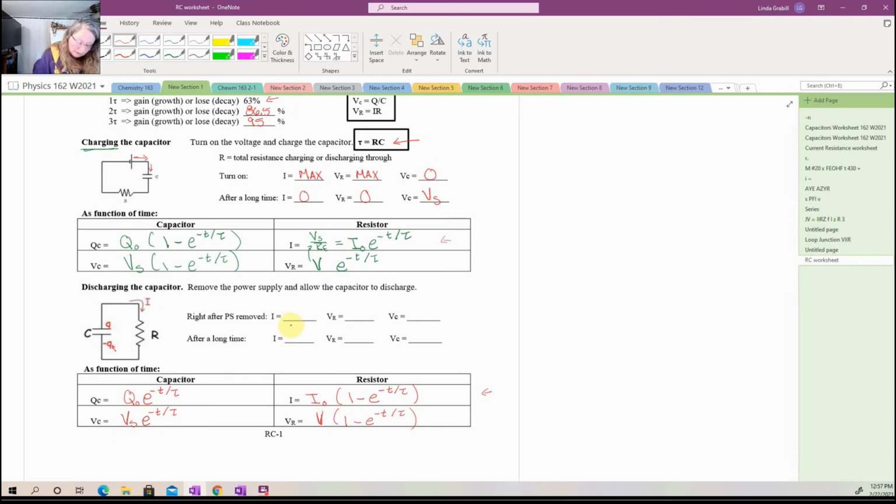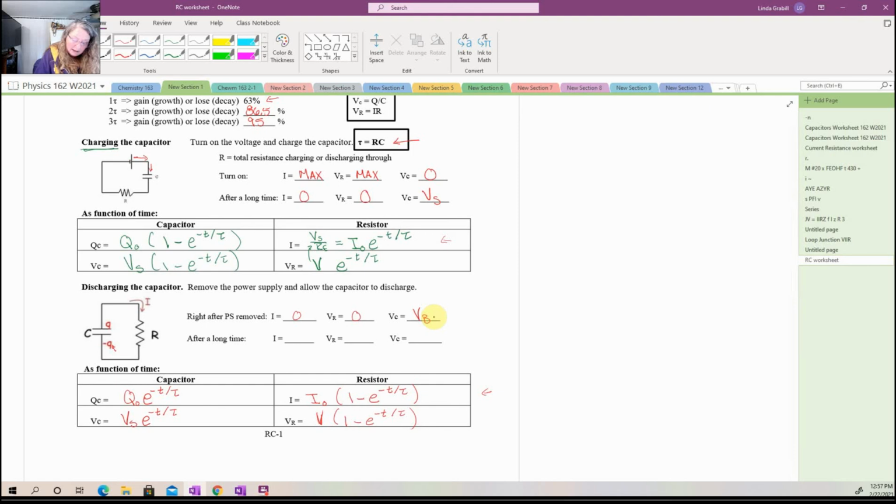Let's start with the current. So right after the power source is removed, what do we have? We have 0. And then the voltage here would be 0 on the resistor. The voltage on the capacitor is the same potential as that from the battery or power source.